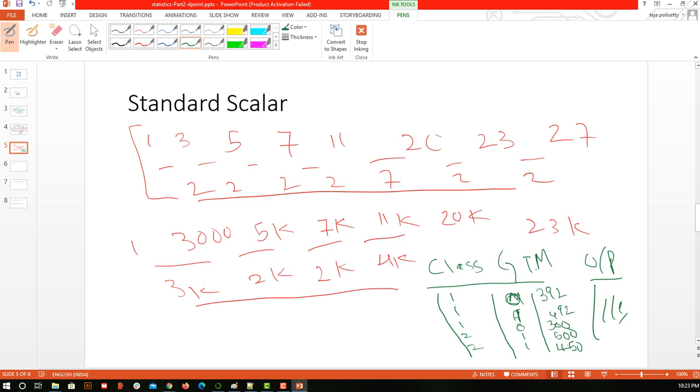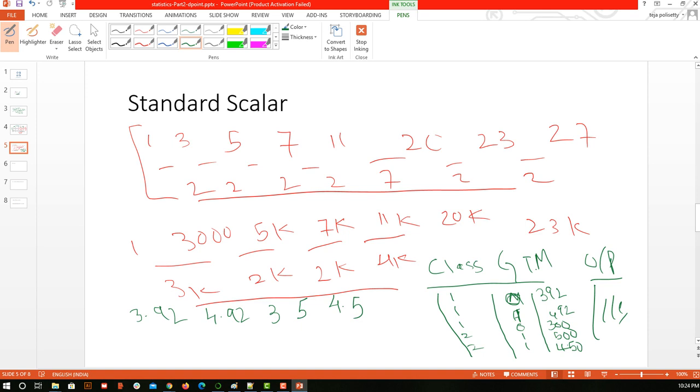We can still predict, no issues, but it is recommended to do normalization, because if we don't, there will be too many side effects. We can come to a wrong conclusion. Definitely we'll come to a conclusion, but it might be wrong. So what we try to do is divide total marks by 100, for example. Then 392 becomes 3.92, 492 becomes 4.92, 300 becomes 3, 500 becomes 5, and 450 becomes 4.5.